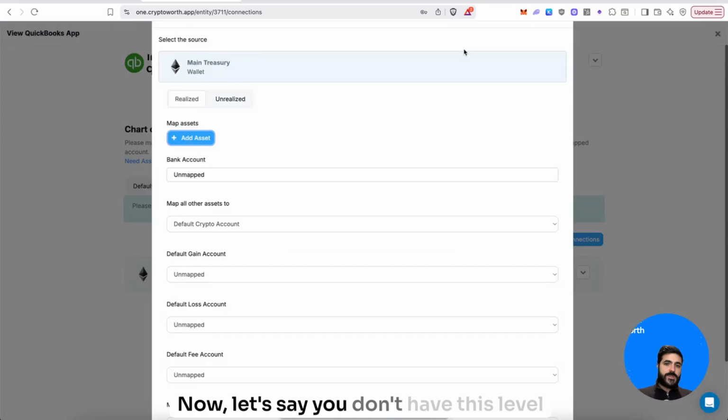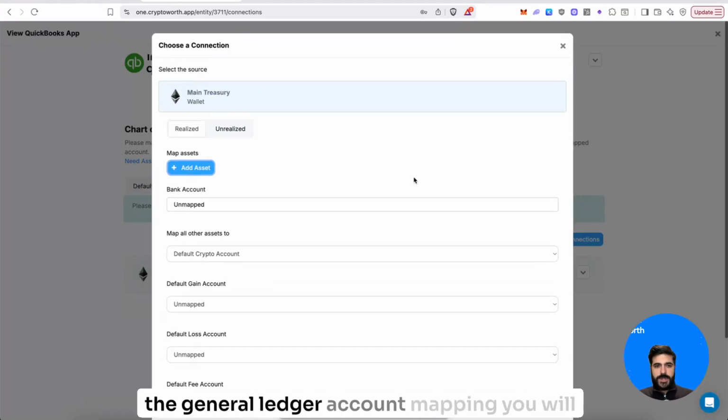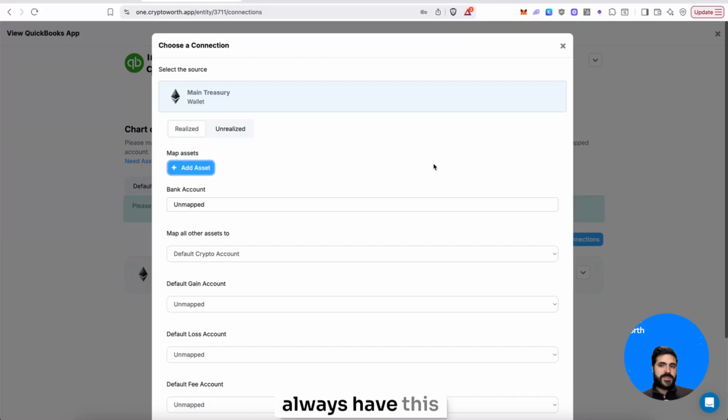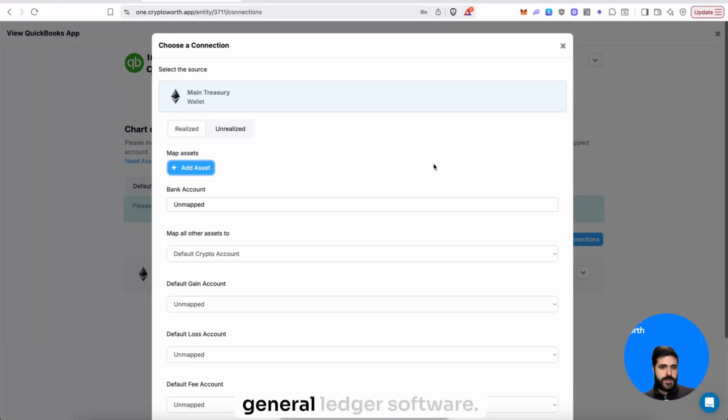Now, let's say you don't have this level of granularity in the general ledger account mapping. You will always have this level of granularity in Cryptoworth. So this is merely talking about the optionality of granularity into your external general ledger software.